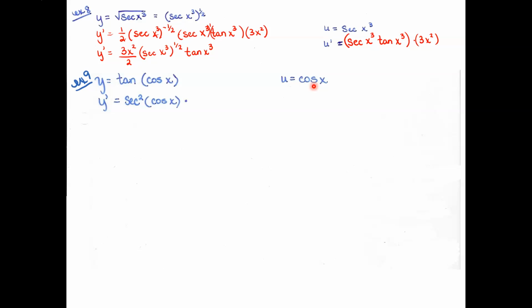To begin with, when we do the derivative of tangent anything, it's going to be secant squared of that thing. So there's the derivative of the outside. Now let's find the derivative of the inside. The derivative of cosine is negative sine. So for chain rule, the derivative of the outside, tangent anything, is secant squared that thing, times the derivative of the inside, the derivative of cosine, which was negative sine.